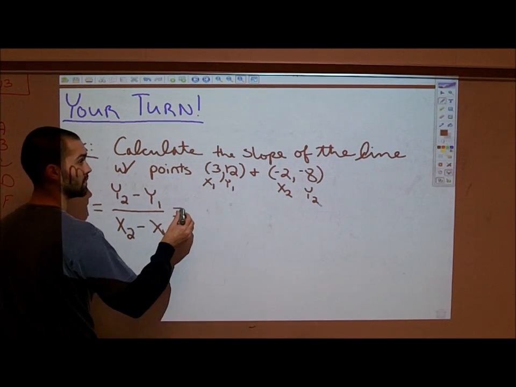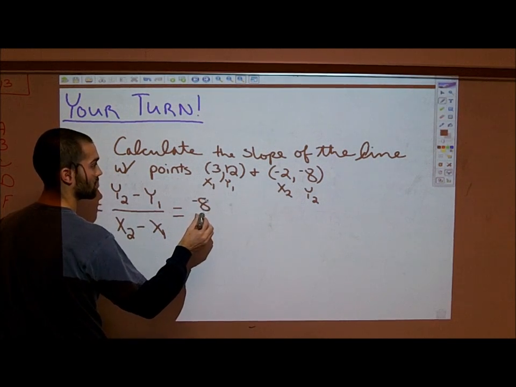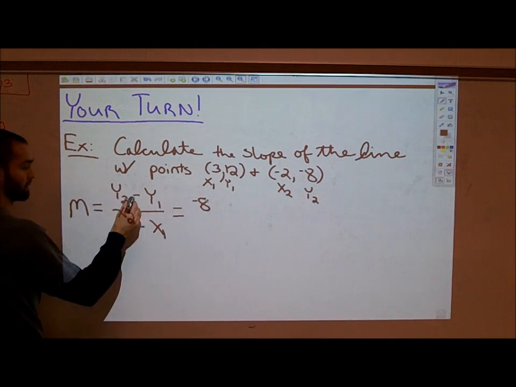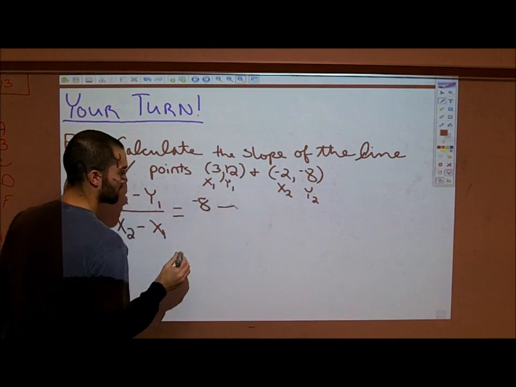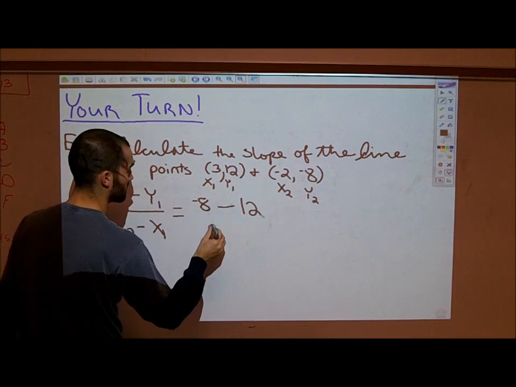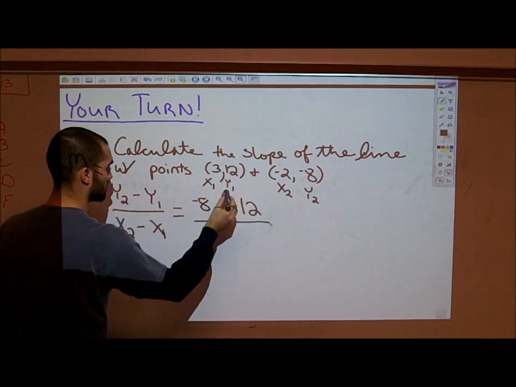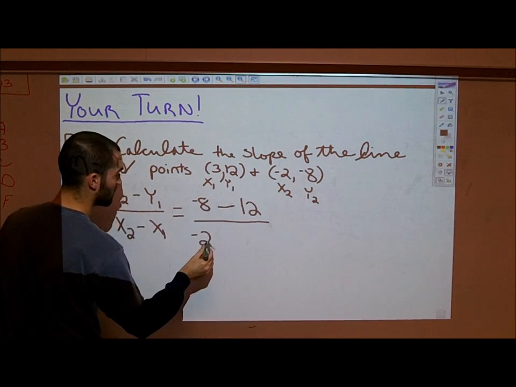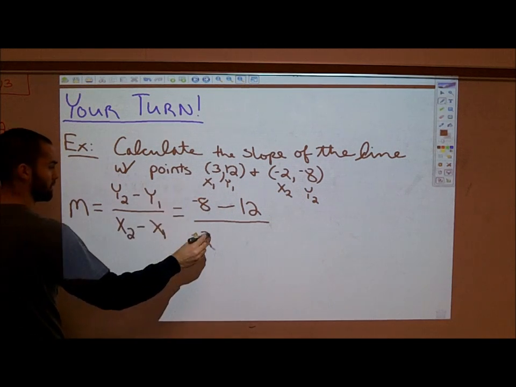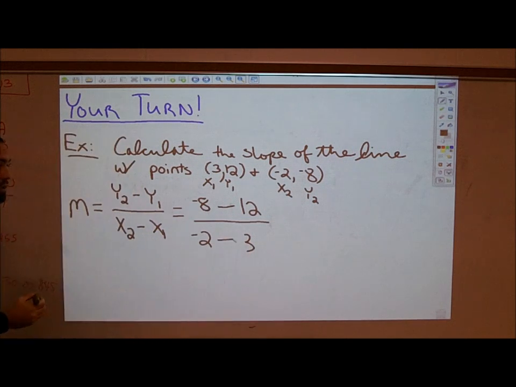Okay? I plug these values in. My y2 is -8. My y1, so y2, then my subtraction sign. My y1 is 12. Put our fraction bar. x2 is -2. And x1 is 3. Subtraction sign goes in between.